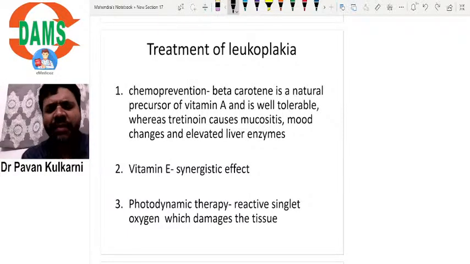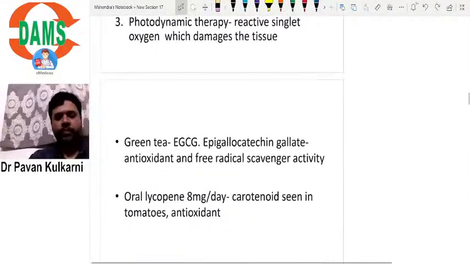A newer modality of treatment is available, photodynamic therapy. What do you mean by photodynamic therapy? You will give reactive oxygen, so that the reactive oxygen can damage the white patch.